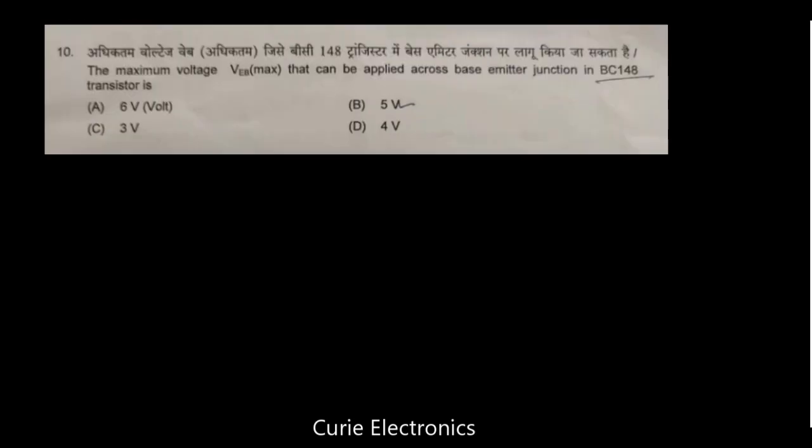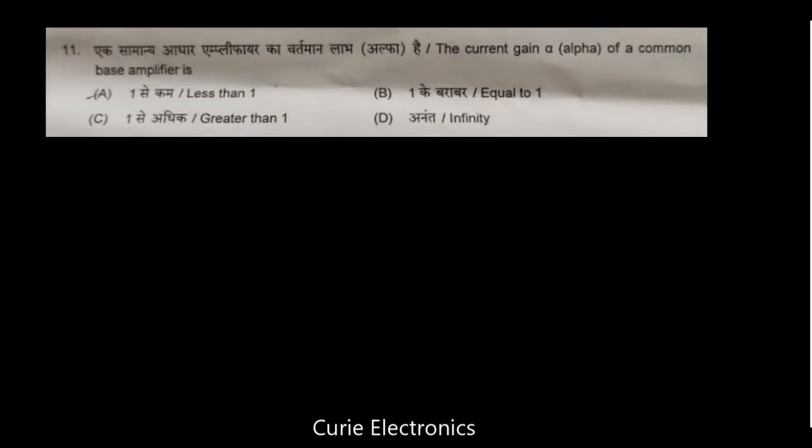The maximum voltage VEB that can be applied across base emitter junction in BC148 transistor. That is, if you see the data sheet, it is 5 volt. 5 volt is the max VEB. Question number 11.